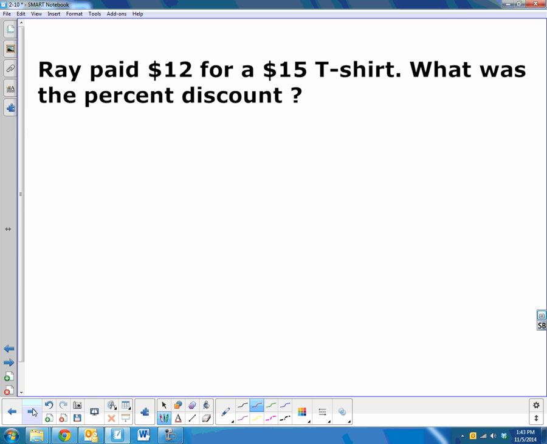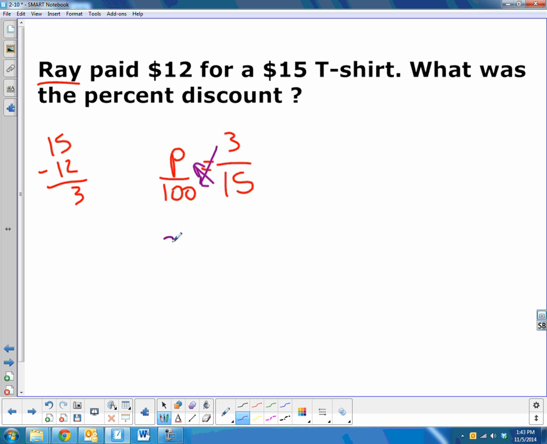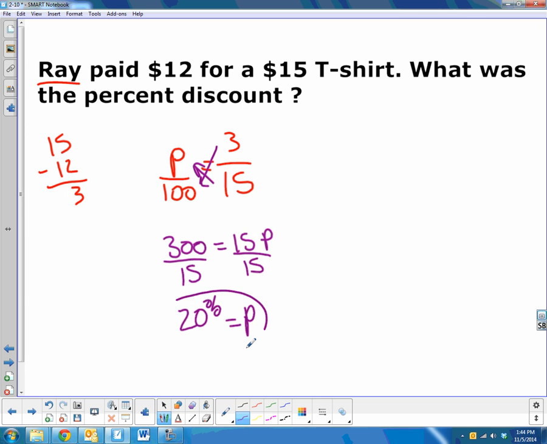Ray paid $12 for a $15 t-shirt. Give this one a shot so you can figure out what the percent discount is. I'm going to assume that you tried this on your own. Again, we know the original was $15. We know Ray paid $12 for it. So it changed $3. So the amount of change was 3. I want to know the percent. I'm going to set it up as a proportion. Why not? Because I can change my percent to a decimal or a fraction. So 300 equals 15p. I divide both sides by 15, and I get a 20% discount.